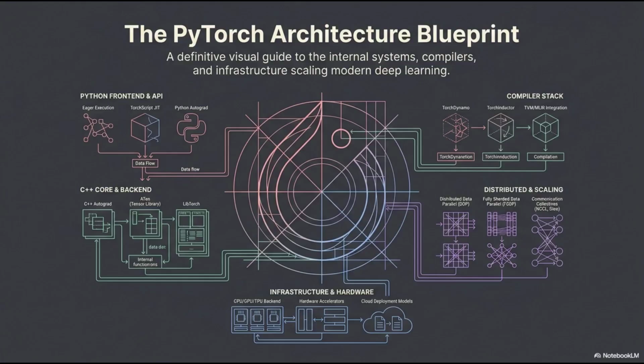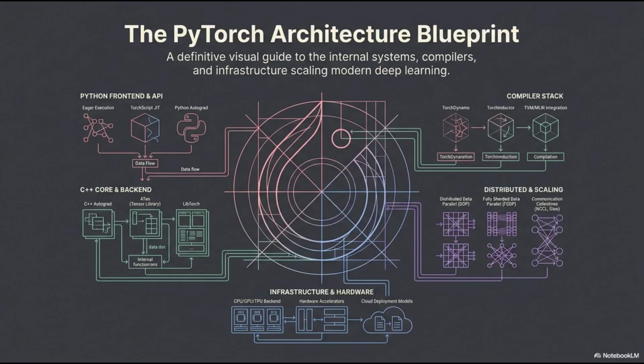Next, we look at the evolving compiler stack, designed to accelerate PyTorch models. This stack integrates powerful tools like Torch Dynamo for graph capture, Torch Inductor for generating highly optimized kernels, and external compilers through TVM MLIR integration. The flow here shows the progression from dynamic graph capture to optimized code generation, culminating in efficient compilation.